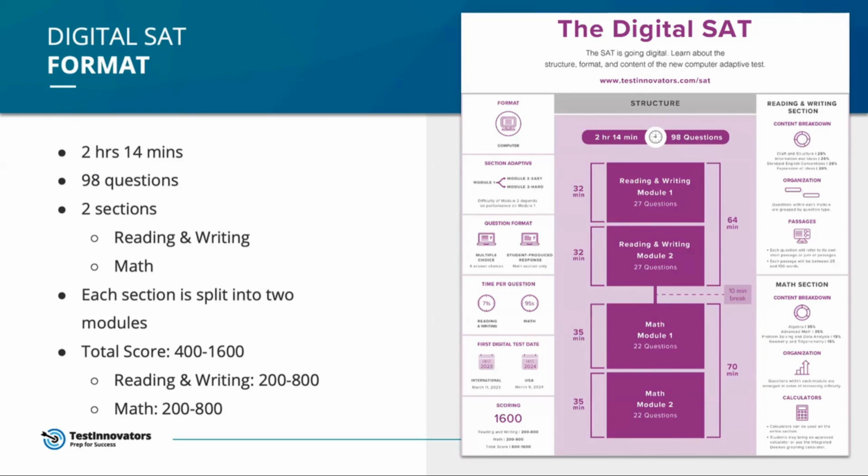And as you can see in this infographic, each section is split into two modules. They're equal length and they have an equal number of questions. Between the two modules, you do get a break. The total score is still on the 400 to 1600 scale. The total score is the sum of your two section scores. So you get a score for reading and writing between 200 and 800 and a score for math that's between 200 and 800.